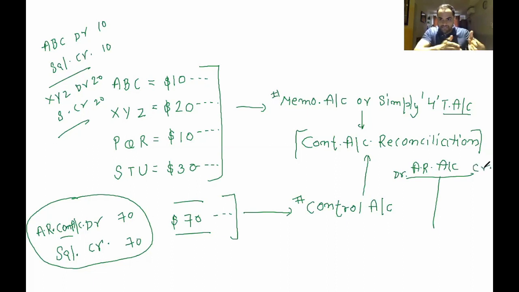So debit items here, if accounts receivable increased, or accounts receivable decreased due to cash payments, or decreased due to bad debts or any other things, right? So that's mainly the idea behind control accounts. All right, so any question?